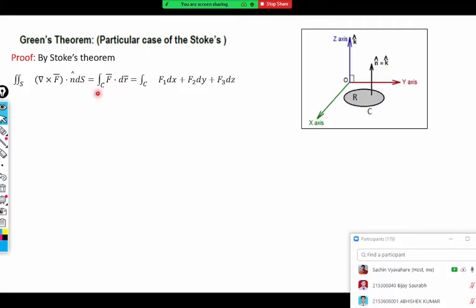So n cap is fixed for the plane surface that is in the xy plane. What about the value of ds? A small area in the xy plane, ds. Can we write it as dx dy? Because a small area in the xy plane can be written as dx dy, because it's a flat area. Yes, sir. So ds can be written as dx dy, and n cap is k cap. So that is about the first two things.